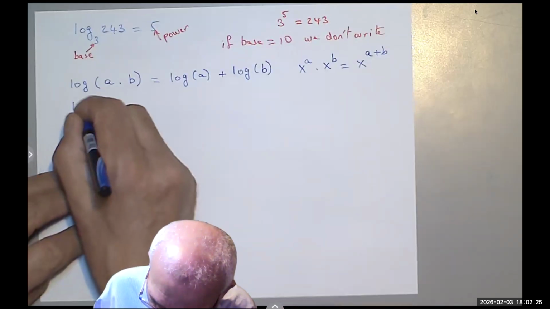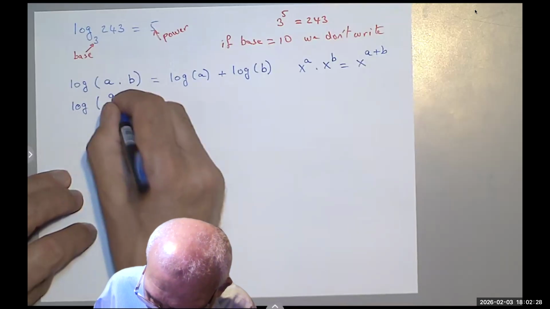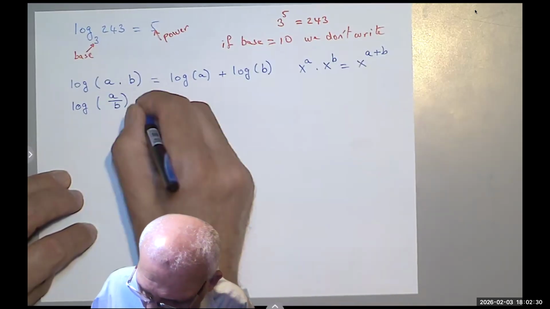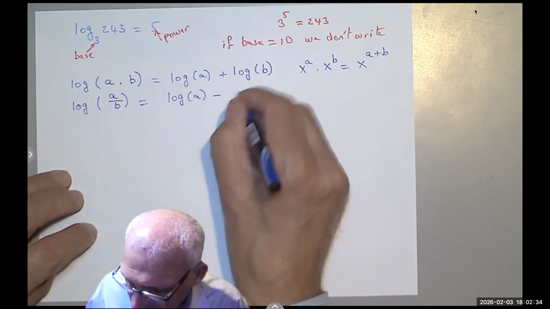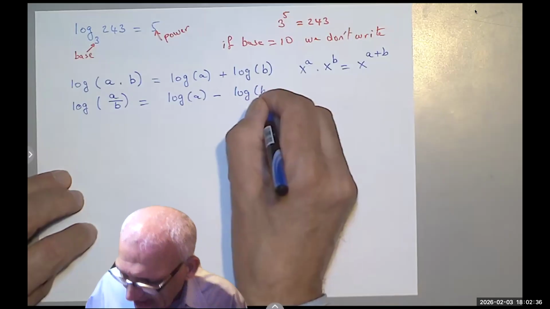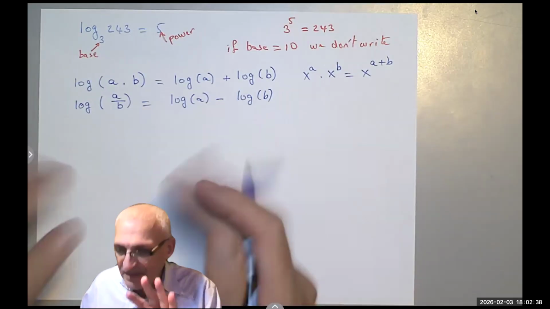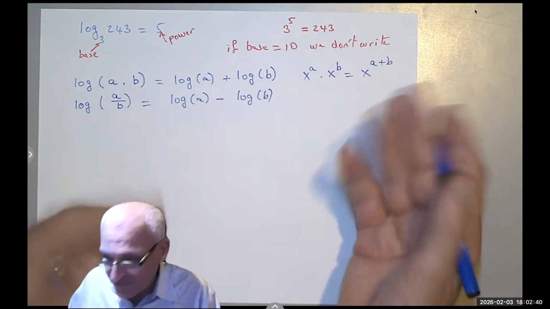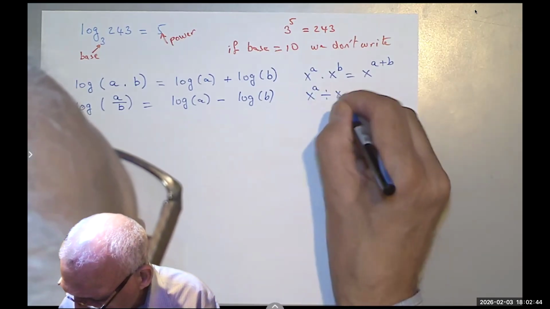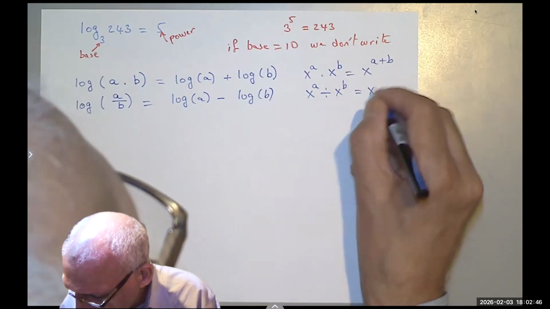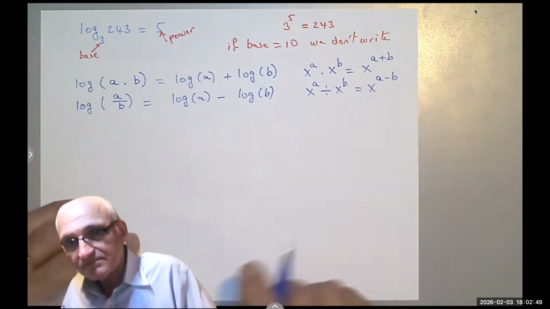Log a divided by b equals log of a minus log of b. We had something similar, not exact, of course. These are the inverse of each other. We had x to the a divided by x to the b equals x to the a minus b.